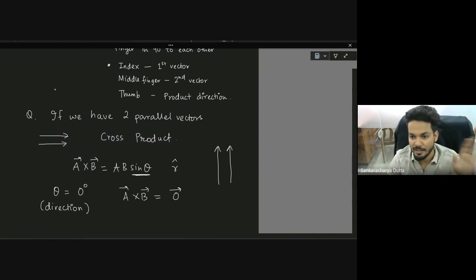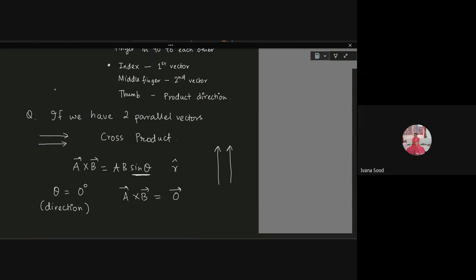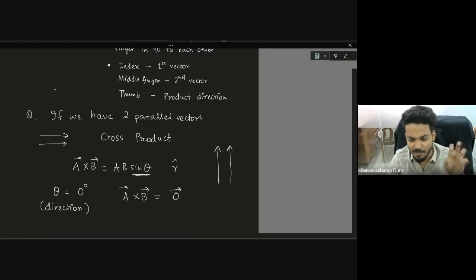So we can use any direction, because zero multiplied by any direction is still zero, right? So it doesn't make any sense to give a particular direction to it. So if you have two parallel vectors, the cross product of those vectors will be zero. I hope you understood that.